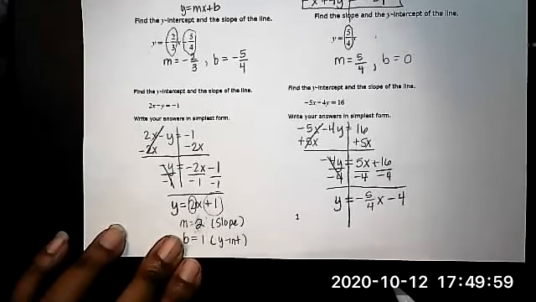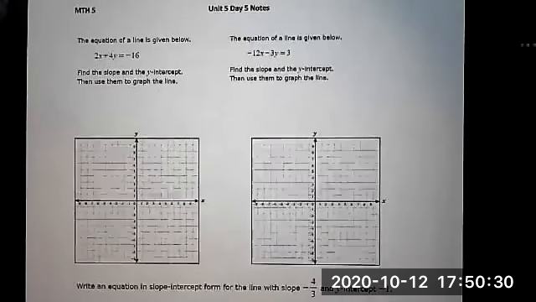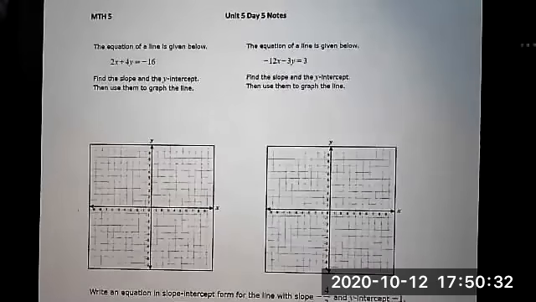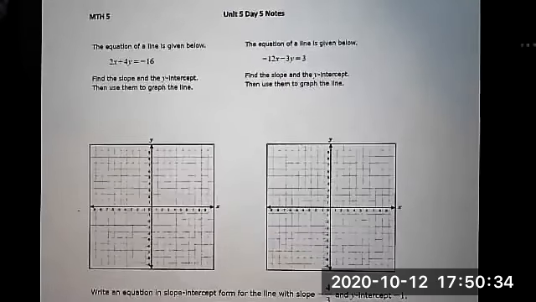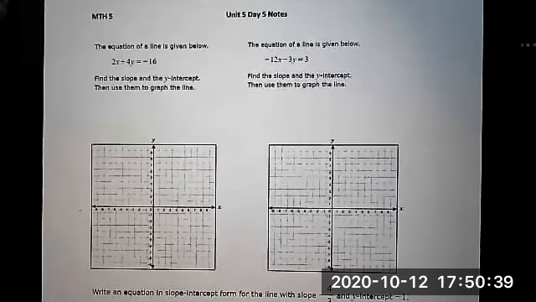Okay, so next, the equation of the line is given below. Find the slope and y-intercept, then use them to graph the line. And we've been graphing, but we haven't changed it over first, okay? We have to solve it for y first, and then we'll graph it like we've been doing. So let's do this one. This one says 2x plus 4y equals -16, okay? We're going to solve for y. We're going to get y by itself, kind of like we just did.